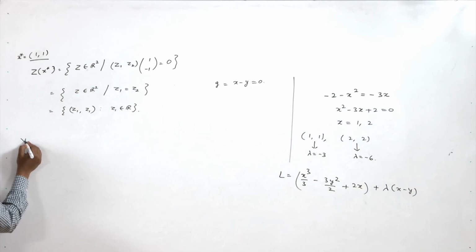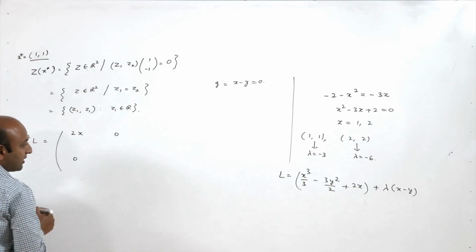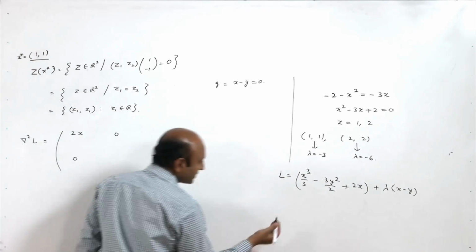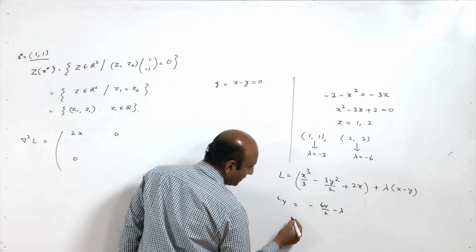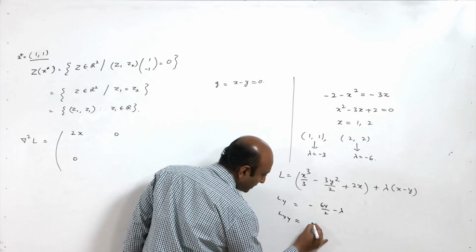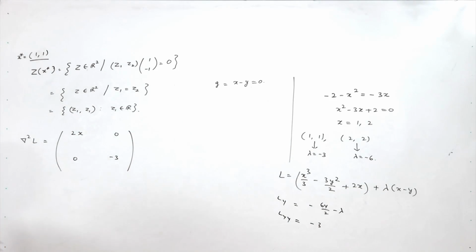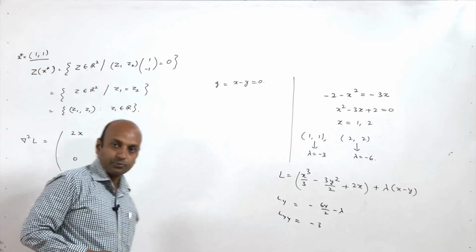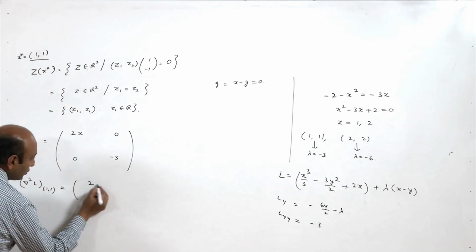So, what is the gradient square of L? We first differentiate with respect to x twice, so that is 2x. Now with respect to xy, which is 0, and with respect to y, the first derivative is minus 6y by 2 minus lambda, and when you differentiate twice with respect to y, it is nothing but minus 3. This at 1 comma 1 is nothing but 2 0 0 minus 3.